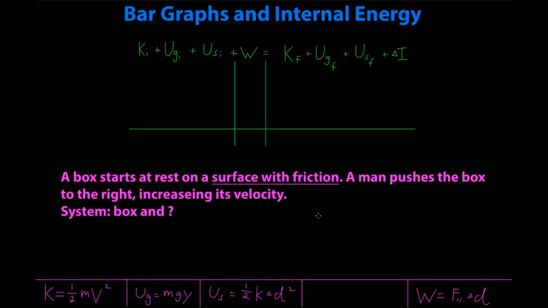Now we have friction involved, which means if I did a quick force diagram, I have force person on box to the right and force friction to the left. Both of these are now parallel to the displacement, so both of them would do work if the box was the only thing in my system. And that's what I want to talk about today.